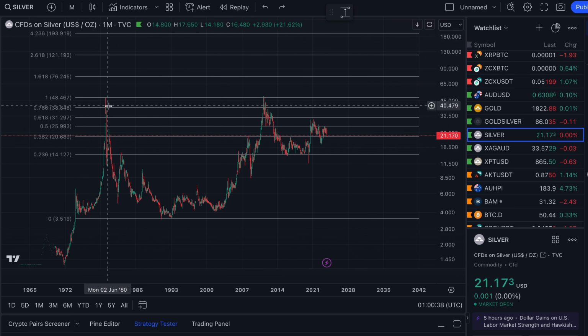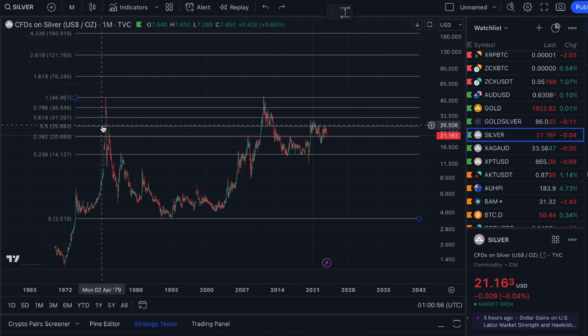That's a level of about $38.39 US dollars, around $39. And the next one here is usually called the golden ratio, the 0.618 Fibonacci retracement level, at around $31 to $32 right there.